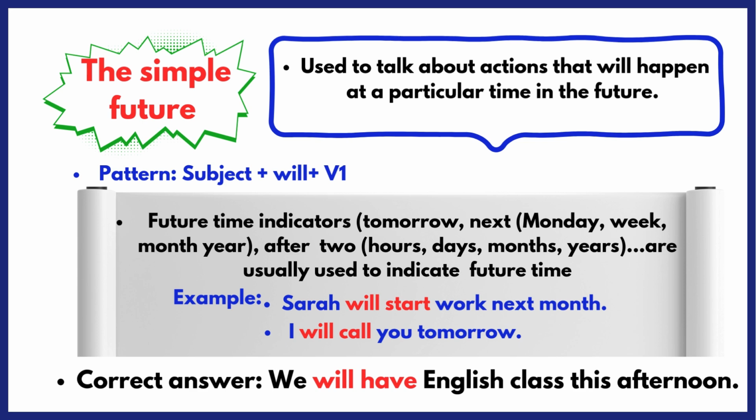Example: Sarah will start work next month, I will call you tomorrow. These examples show that the actions will happen at a particular time in the future. Therefore, the correct answer for question number 2 is, we will have English class this afternoon.